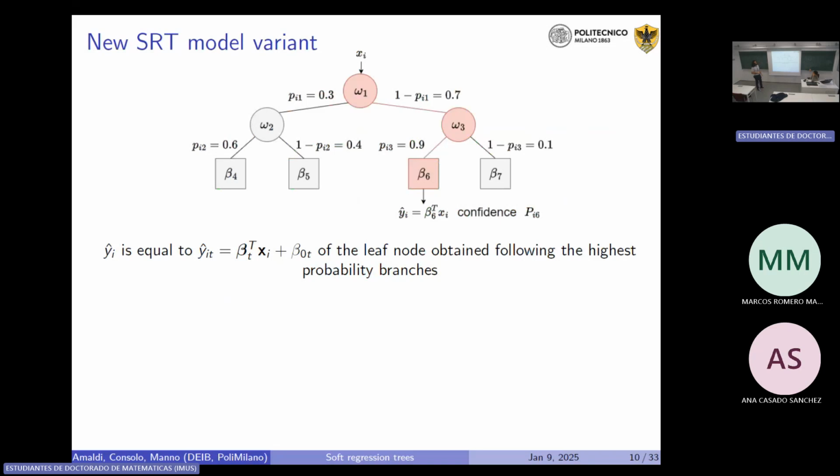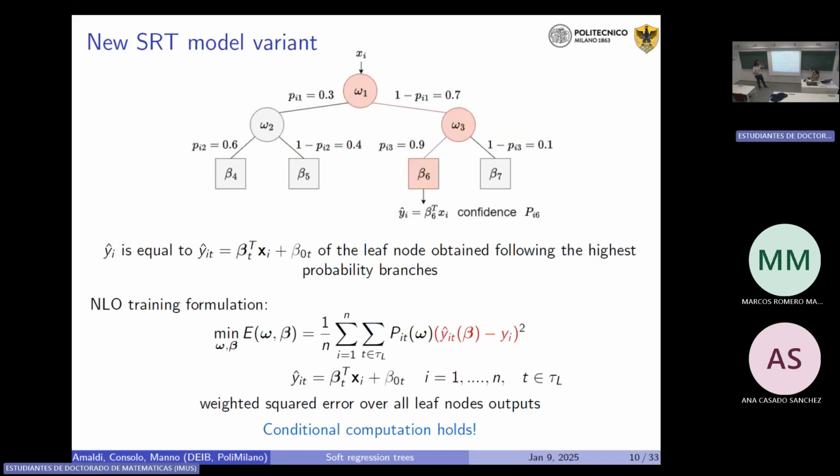Our idea was to try to maintain the soft nature, but exploiting the path in a way that we can define a single leaf node prediction. We want to exploit the probabilities that are encountered along the path, and we define the prediction as the one associated to the leaf node obtained following the highest branch. So in this case, xi goes first on the right and then on the left, and you make a prediction with a single linear regression.